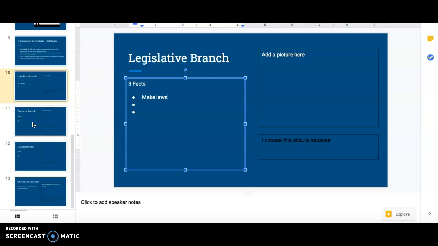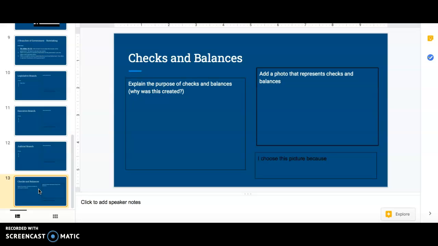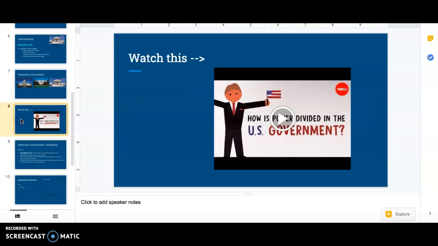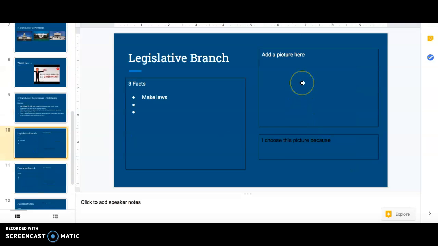And then you must do the same thing for the executive branch, the judicial branch, and then the checks and balances. The checks and balances you will find in this video on slide 8. Please do not forget to add a picture and write 1 sentence explaining why you added that picture to the slide.